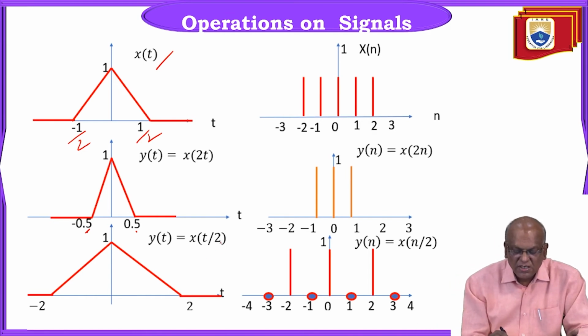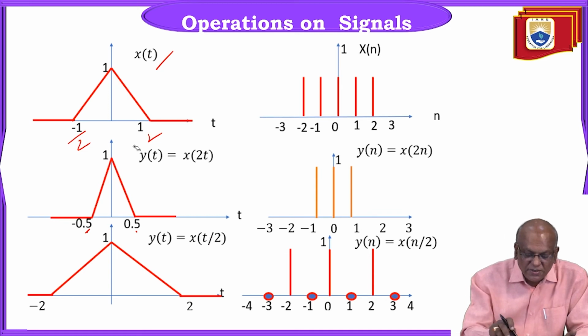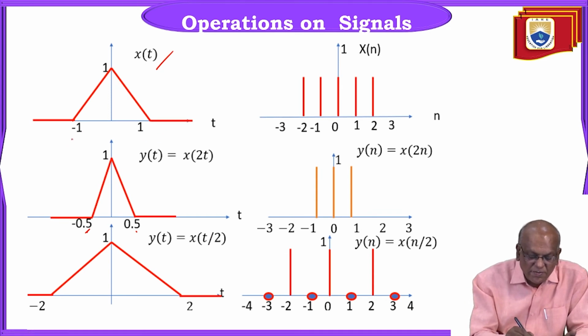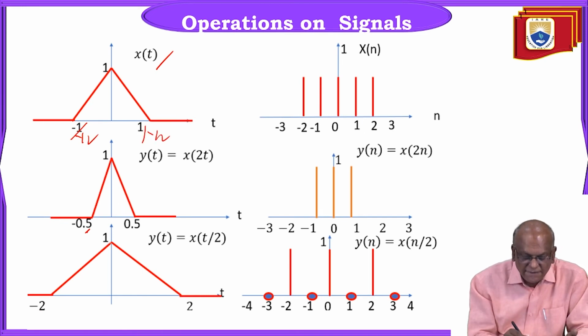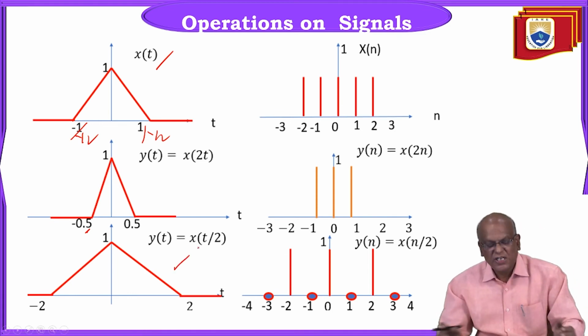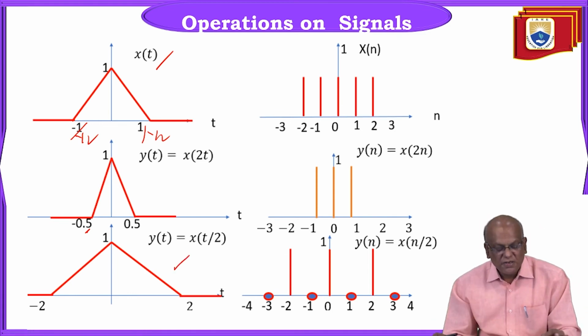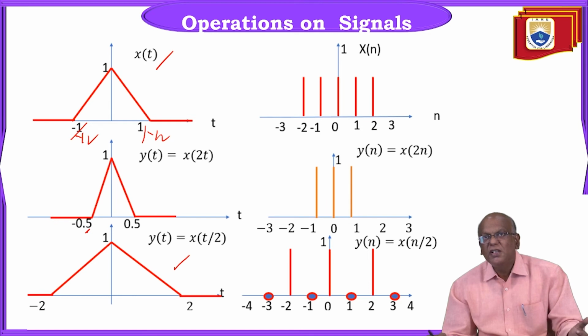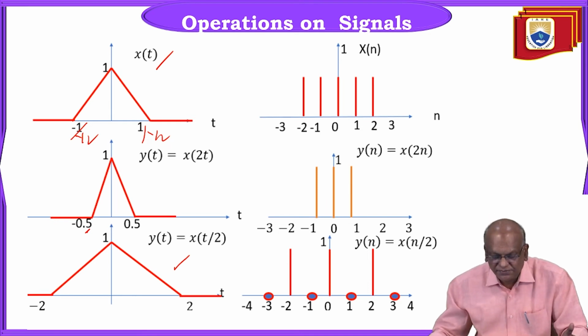Whereas in case of a equal to 1 by 2, you see that this a value becomes 1 by 2. 1 by 1 by 2 becomes minus 2, and 1 by 1 by 2 gives plus 2. Between minus 2 and plus 2, we get y of t equal to x of t. This is nothing but the expanded version of x of t. But in this case, the recorded tape is played at half the speed when compared to the original speed of the signal x of t.